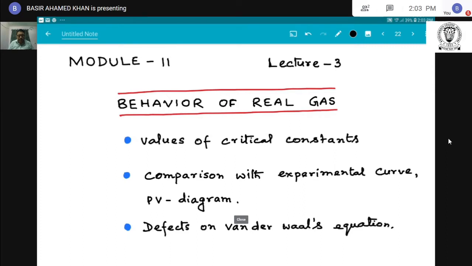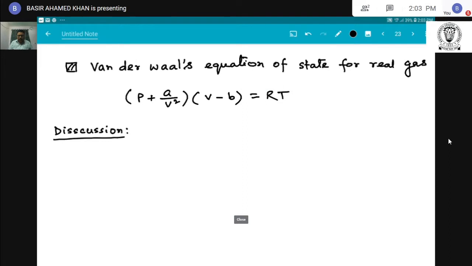Defects, in the sense of the deviation from the experimental result with the theoretical Van der Waals equation. Now, before going to discuss the values of the critical constants, we know that the Van der Waals equation of state for real gas is (P plus a by V squared) into (V minus b) equal to RT. This is the Van der Waals equation of state for real gas.